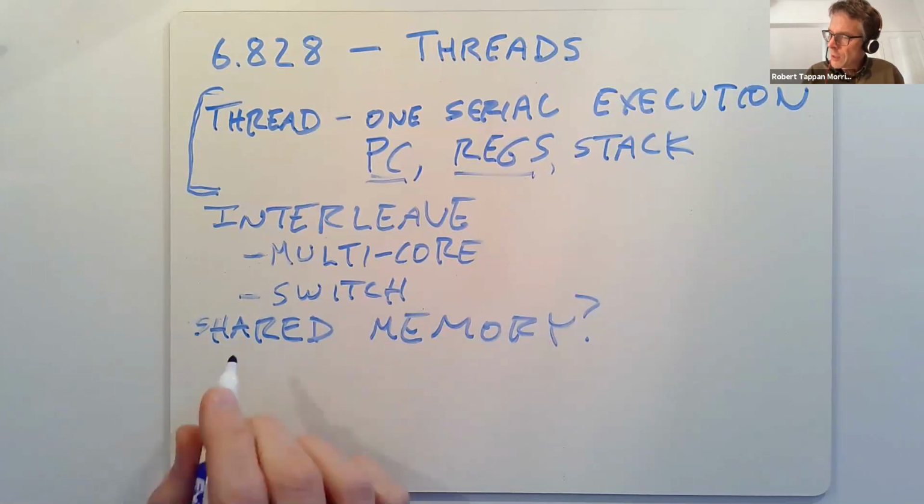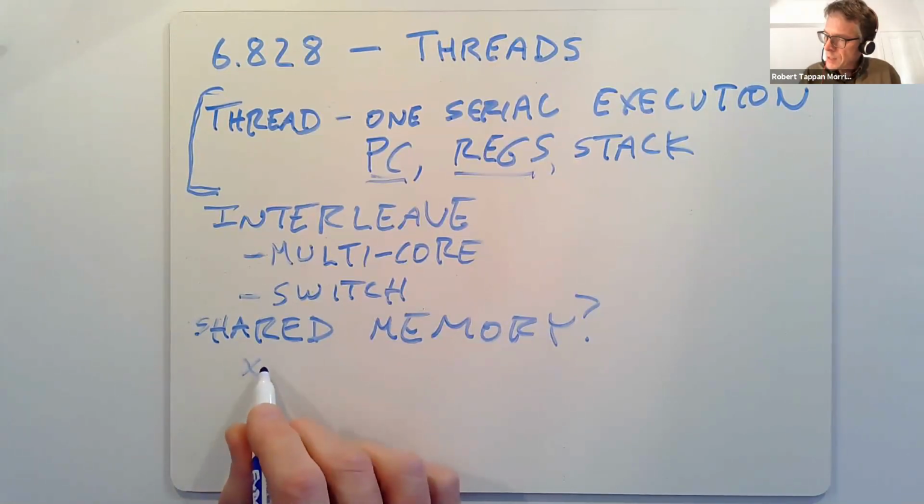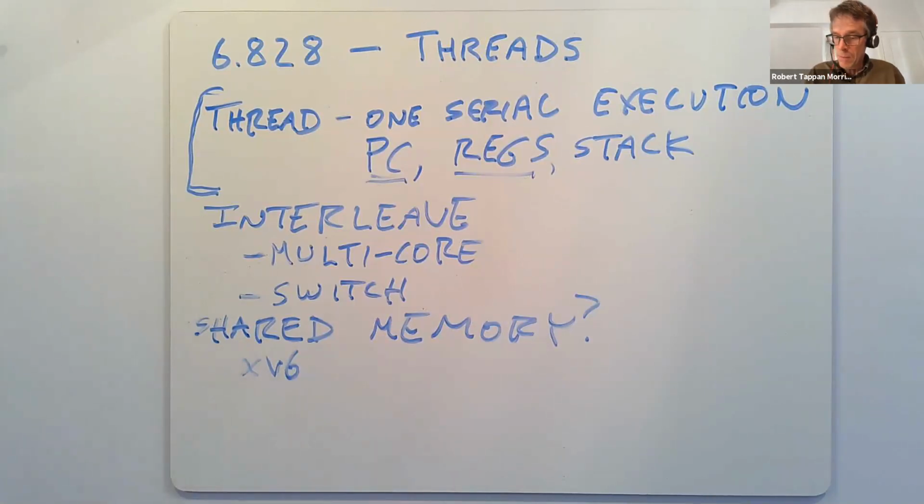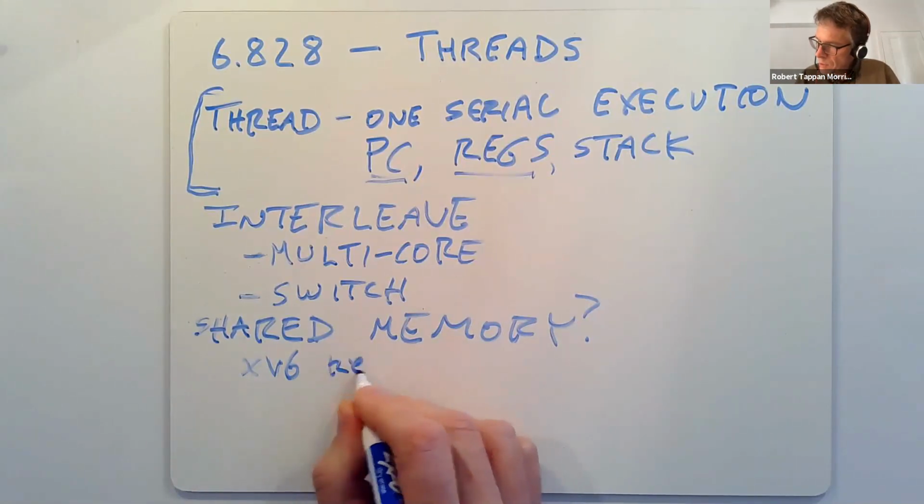The XV6 kernel is shared memory. So XV6 supports the notion of kernel threads. There's 1 kernel thread per process that executes system calls for that process. All those kernel threads share kernel memory. So XV6 kernel threads do share memory.